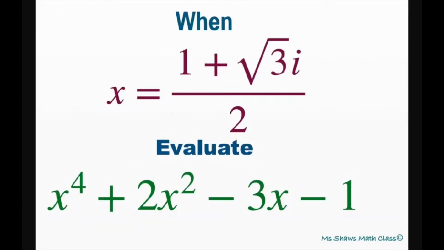Hi everyone. When x equals 1 plus square root of 3 times i, all divided by 2, we're going to evaluate x to the power of 4 plus 2x squared minus 3x minus 1. All right, to do that, this is our key right here, so I'm going to solve for this and square it.